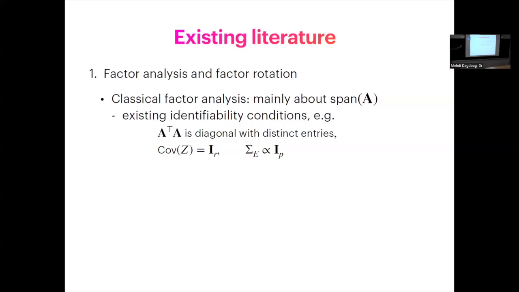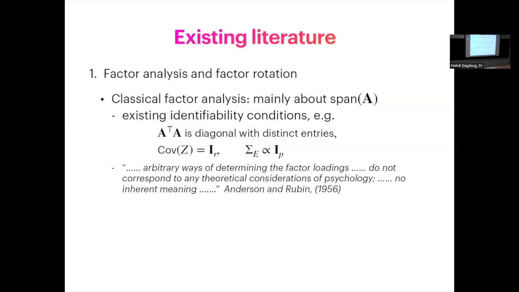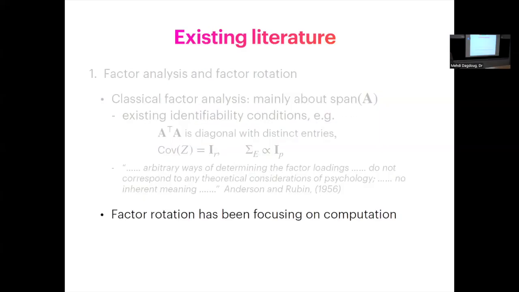Although there exist some identifiability conditions under which this A can be identified, according to Anderson and Rubin in their paper, none of these existing conditions are inherently meaningful. On the other hand, if you propose to rotate those factors, existing literature only focuses on how to compute those rotations, but doesn't really give a theoretical understanding of what this rotation does for us.